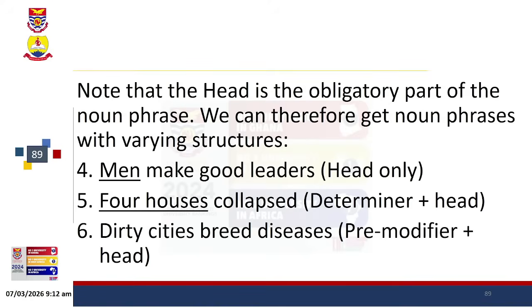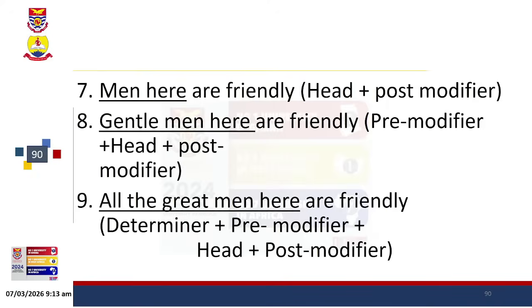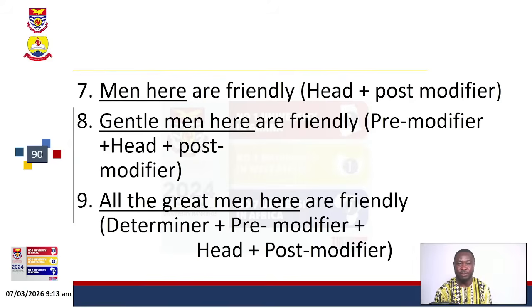Dirty cities breed diseases: pre-modifier plus head, dirty, and then cities. Okay? Men here are friendly. Here, men have been modified by the adverb here, and it is a post-modifier. Gentlemen here are friendly. Here men is what we are talking about, but we have pre-modified it with gentle and post-modified it with here. Okay, so gentle is the pre-modifier, men the head word, here the post-modifier.